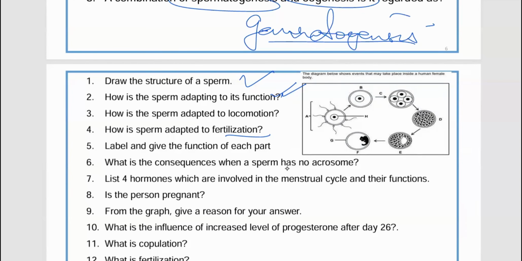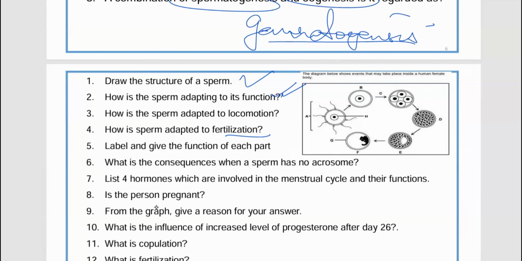What is the consequence when the sperm has no acrosome? Then you ask yourself, what is the function of the acrosome? The consequence is that the sperm will not be able to digest the membrane of the ovum. Therefore, fertilization will not take place, because the function of the acrosome is to contain enzymes which digest the membrane of the ovum. List 4 hormones involved in the menstrual cycle and their function.